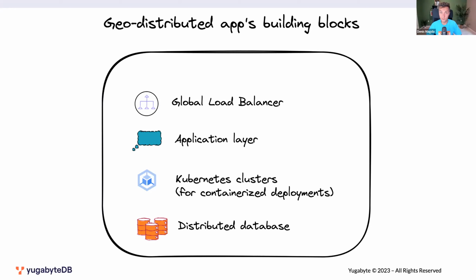Your application layer also needs to be distributed, meaning that you need to have several application instances deployed across several locations. If you're using Kubernetes and containerized applications, then you need to have several Kubernetes clusters deployed in several regions. And database, it's inevitable when you're deploying a geo-distributed application, you need to have a distributed database, and you know what database to use in this case.